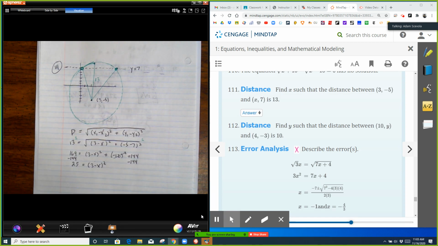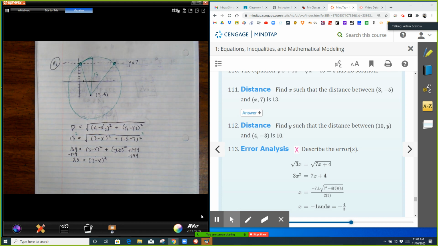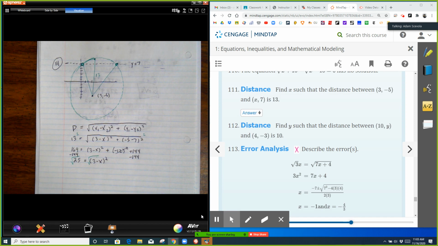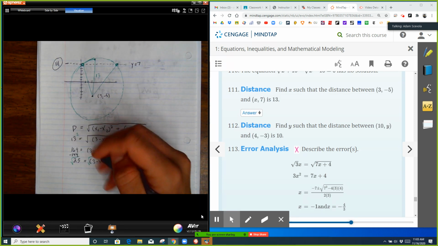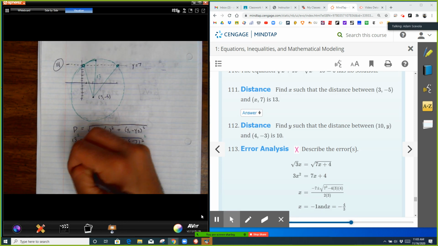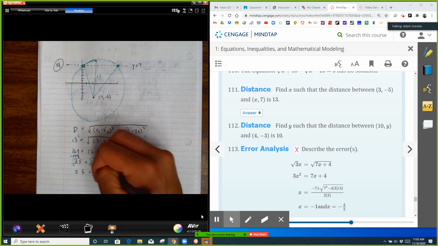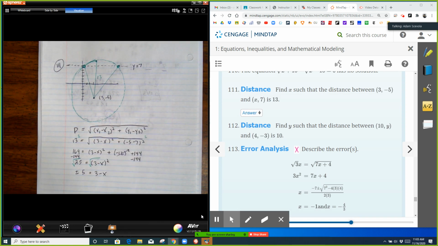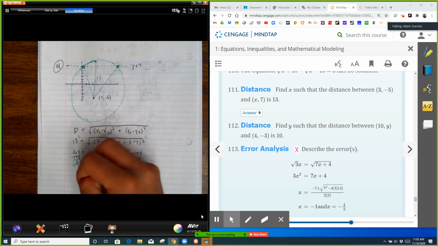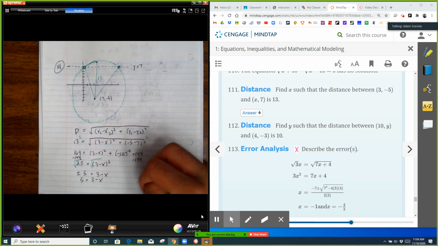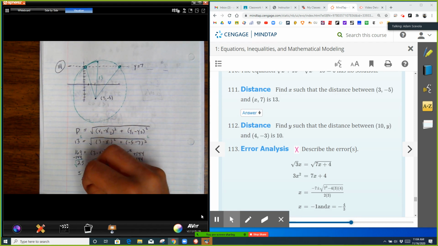So now I'm going to break this up into two equations. 5 is equal to 3 minus x, or -5 is equal to 3 minus x. Subtract 3 on both sides, and I get 2 is equal to -x, or x is equal to -2. There's one solution. I didn't draw it great, but it'd be right around here: (-2, 7) is one point. The other point: subtract 3, and I divide by negative, and I get x is equal to 8. So my other point would be here at (8, 7).